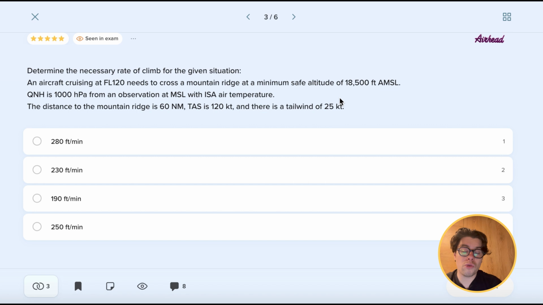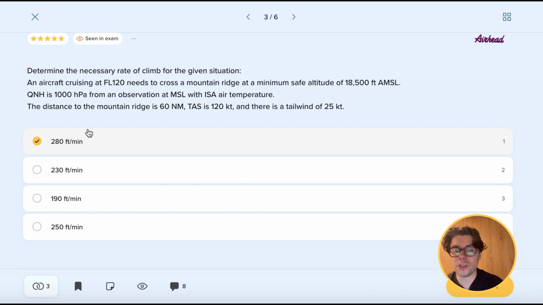Now, all you need to do is simply divide it by the time it takes you to cover 60 nautical miles. Here we have TAS and tailwind of 25, so the ground speed is 145, meaning the time will be 24.8 minutes. And always remember to use minutes for these examples. Now, if you do the math again, so you divide your altitude needed to cover by the time it takes you to go there, you will get that you need to climb with a rate of 280 feet per minute in order to cross that obstacle.